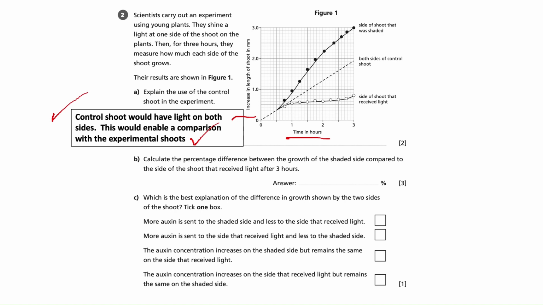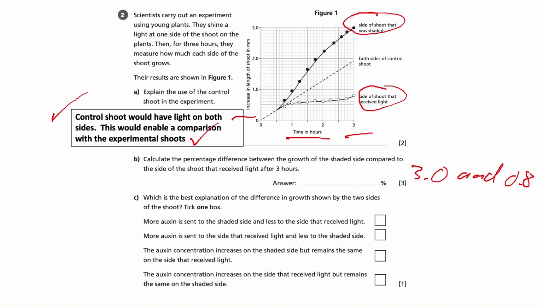Part B, calculate the percentage difference between the growth of the shaded side compared to the side of the shoot that received light after 3 hours. So what we need to do is find 3 hours and then find our 2 values. So we are looking for the shaded side, so we get that value up there, and then the side of shoot that received light, which is down there. So what we're essentially looking for are what those 2 values are, and we can see that they are 3.0 and 0.8. So the 2 values we've got are 3.0 and 0.8.